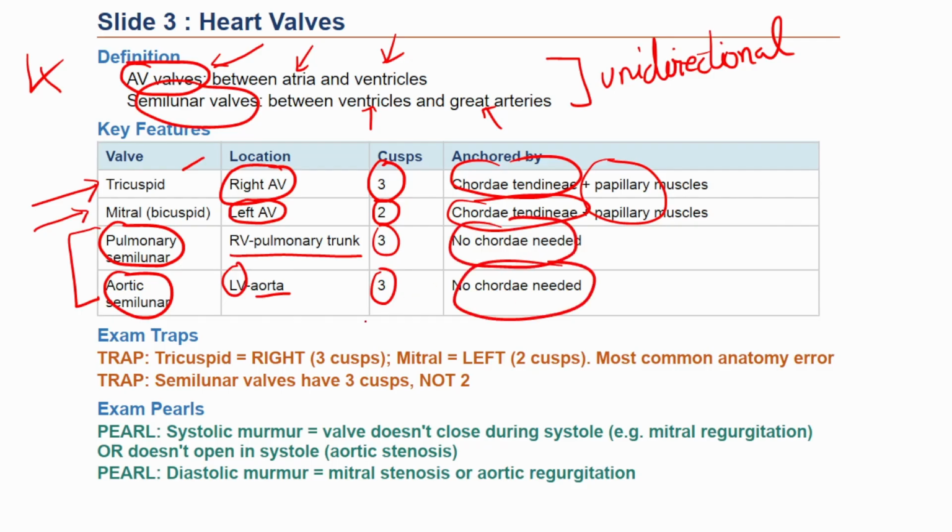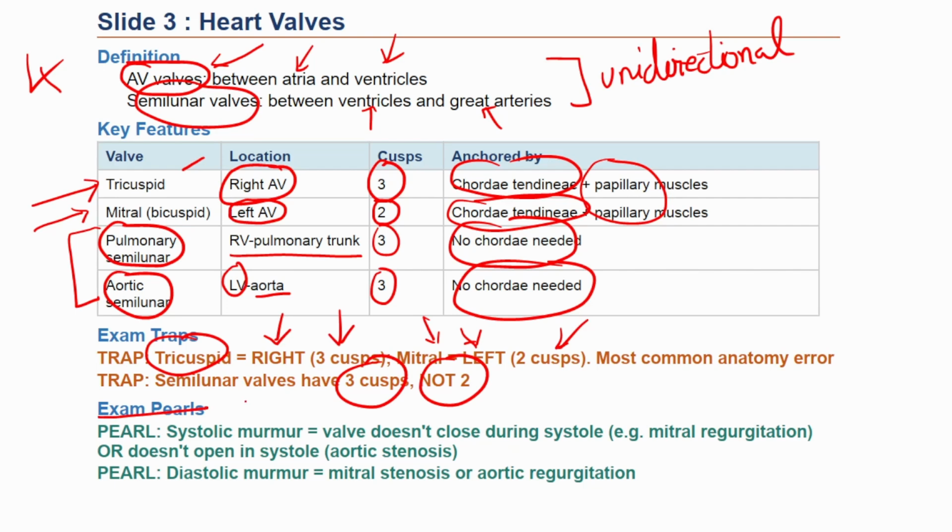Pay critical attention to these high-yield exam traps to protect your score on the IMAT. Examiners love to exploit the most common anatomy error by swapping the sides of the AV valves. Always remember that tricuspid equals right and has three cusps, while mitral equals left and has only two cusps. Do not mix up their locations. Another major trap focuses on the number of cusps in the exit tracts. You must remember that all semilunar valves have three cusps, not two. Students frequently misidentify them as bicuspid because they confuse them with the mitral valve.